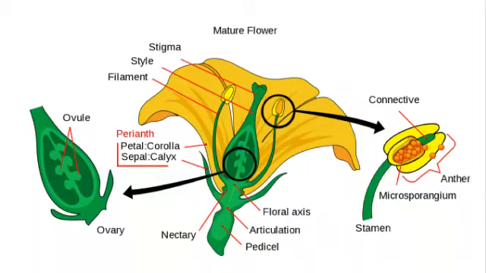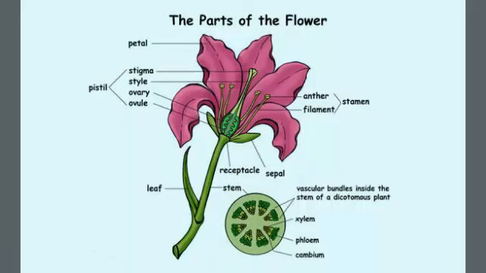So what are the parts of a flower? The flower helps in sexual reproduction. It contains mainly four parts. As you can see in this picture, the basal part of the flower is called the receptacle or pedicel. The pedicel is a stalk and the receptacle is that portion which receives all the parts of the flower.